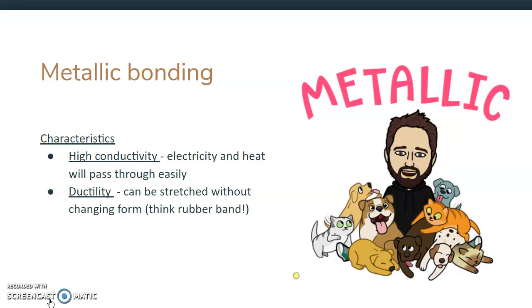Ductility is an interesting word that we may not have heard before, but our metallic bonding is very ductile, meaning it can be stretched without changing its form. So, for example, if we have a rubber band and we stretch it really far apart and then let go, it'll go back to its original shape.